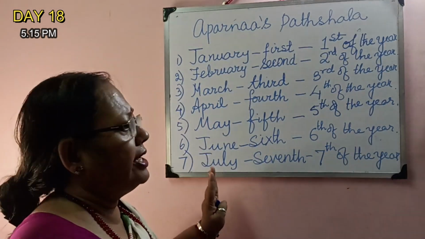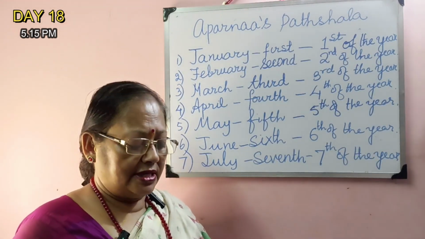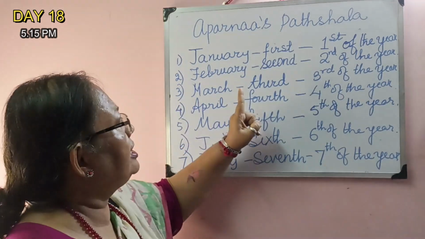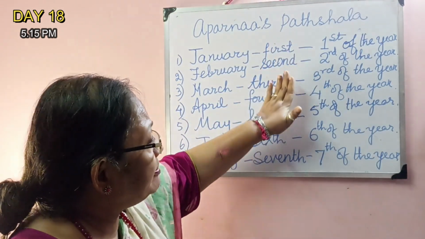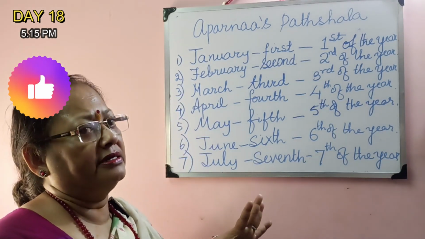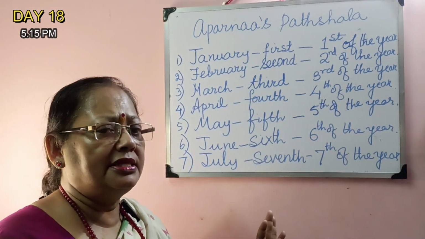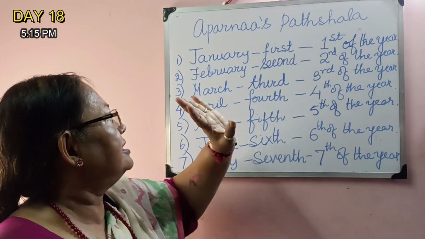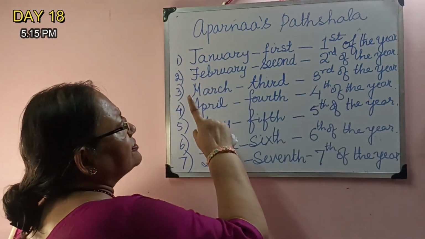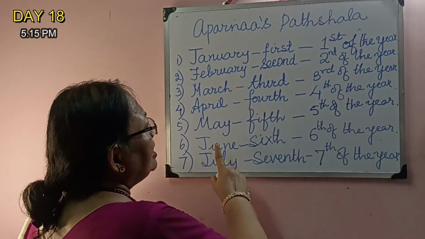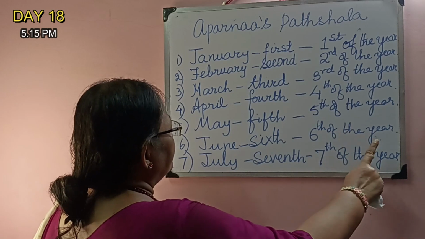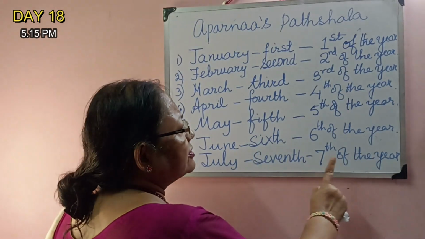So already we have learned up to 7th. January, first month of the year. February, second month. Here I am not writing the word month, but you learn it by heart. M-O-N-T-H, month, second month of the year. March is the third month of the year. April is the fourth month of the year. May, 5th month of the year, June, 6th month of the year, July, 7th month of the year.